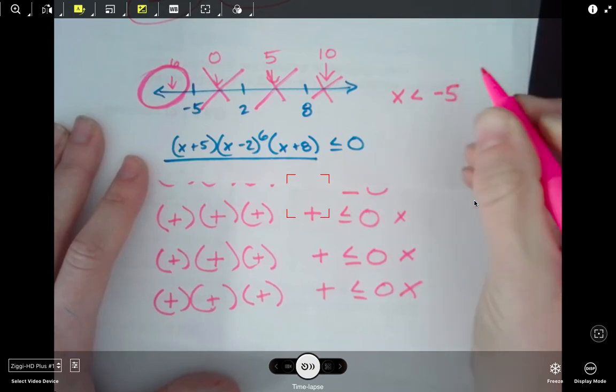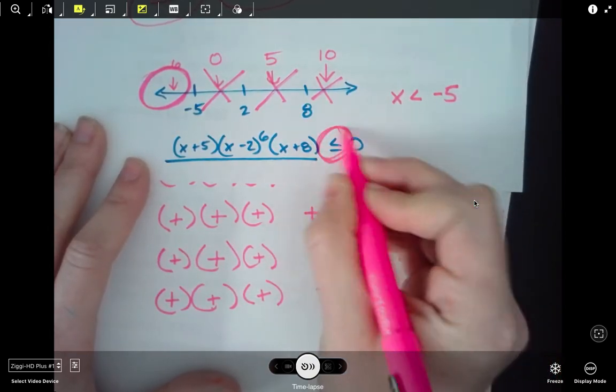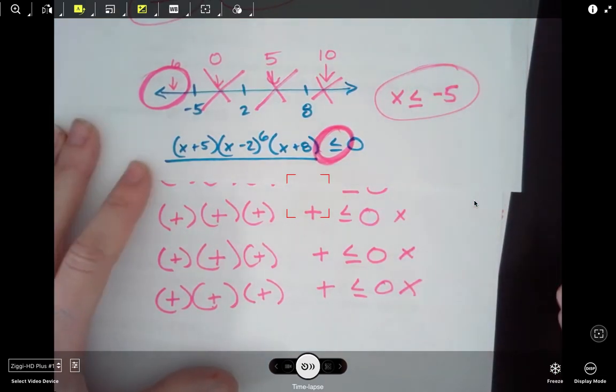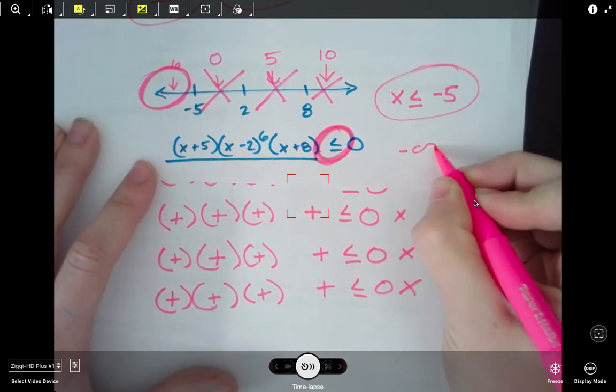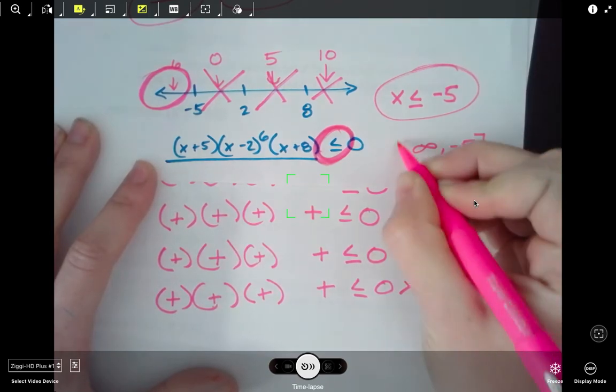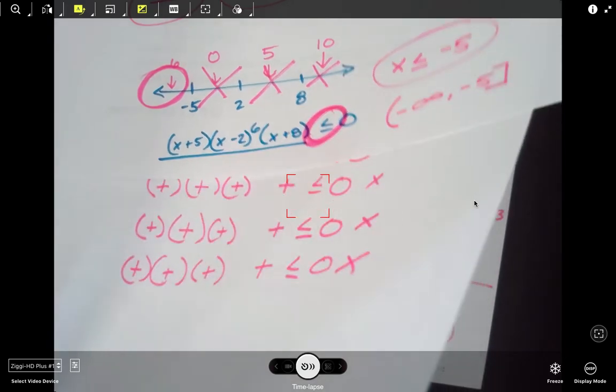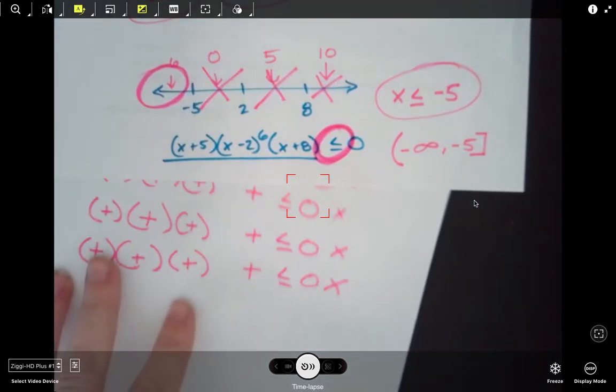Now if we look at our original inequality, we have an equal to symbol. So that's our answer. If you write that in interval notation, it goes negative infinity to negative 5, bracket, parentheses. That's what that would look like. Good? Does that make sense? Doing the positives and negatives when you're comparing to 0 is a lot faster than actually computing the value. Does that make sense? Okay, so just worry about the positives and negatives if you have 0 on the other side. How many problems do we have left? A lot? One? Woohoo! Okay.